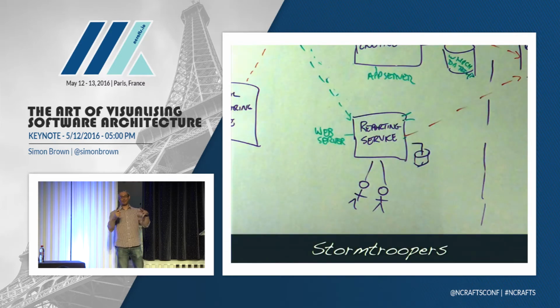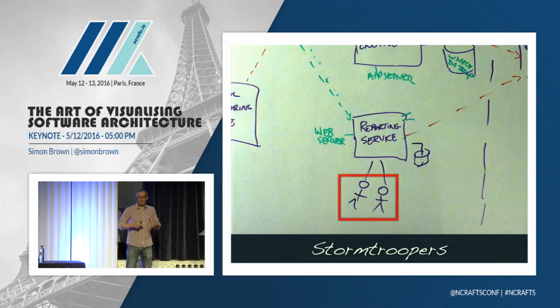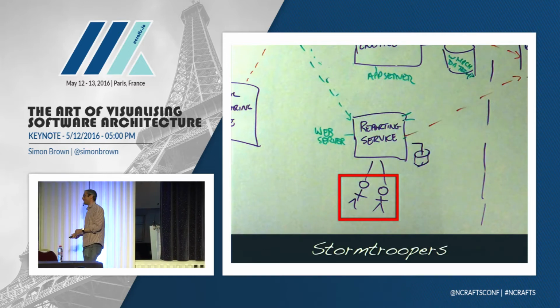I like people on pictures because people provide some sort of context as to who's using my system and why. But please give them a name. Otherwise, they're just faceless clones. They're stormtroopers attacking your system, and that's probably bad. So we need to give people a name.